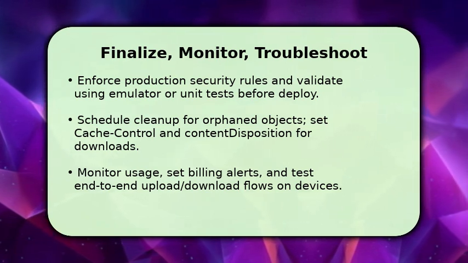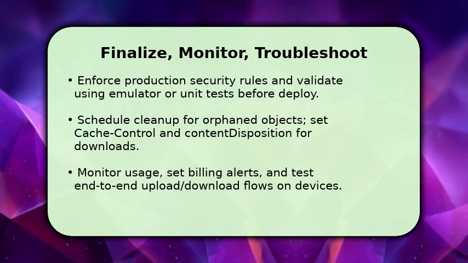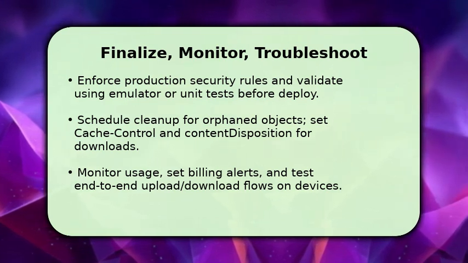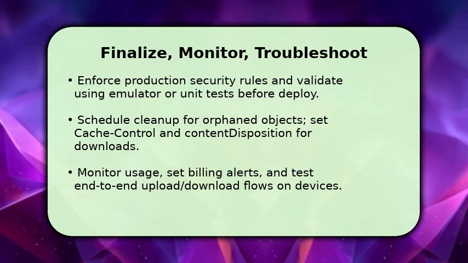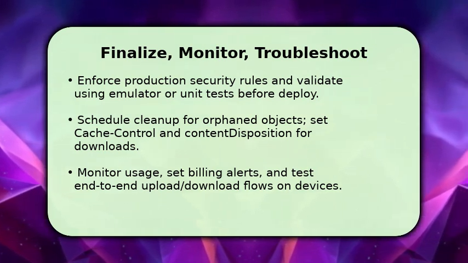Troubleshooting tip. If uploads or downloads fail with permission errors, check rule logic, ensure the auth token matches expected claims, and verify storage paths used by your app.